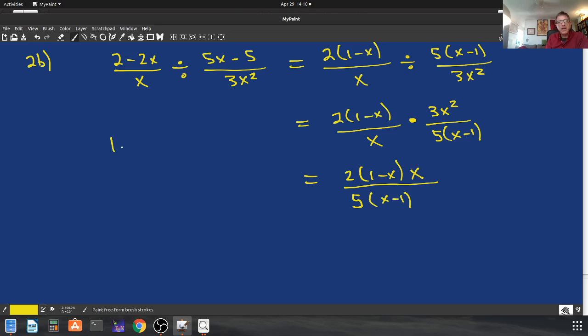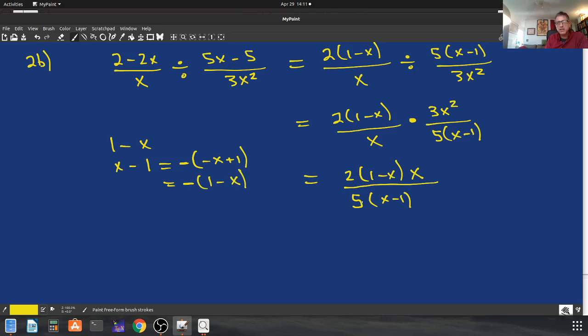But notice if I have 1 minus x and x minus 1, the 1's differ by sign and the x terms differ by sign. So I'm going to factor out a minus 1 from the x minus 1 term. So that's a minus x plus 1, which I'm going to write as 1 minus x.